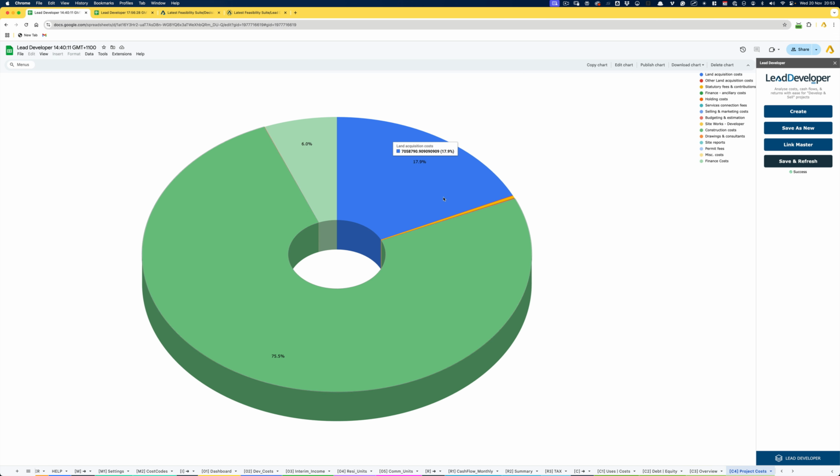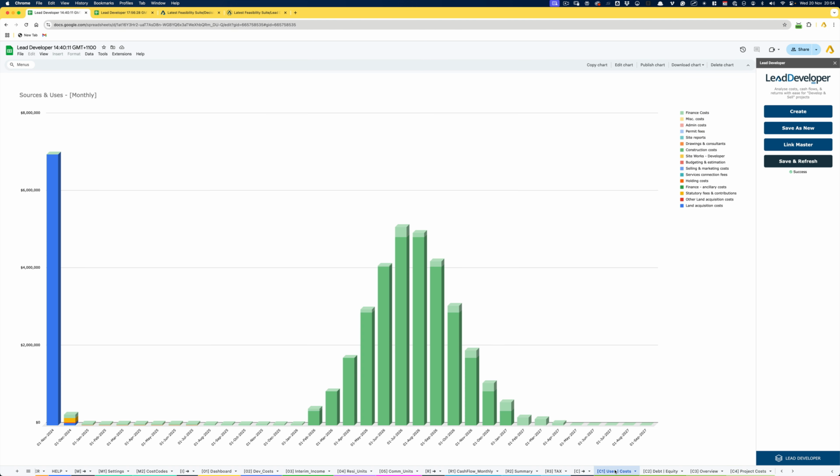And this is a breakdown, or this is a pie chart. It's just a breakdown of all the different costs that shows you what percentage there are. So, and that's the chart section for lead developer, develop and sell.